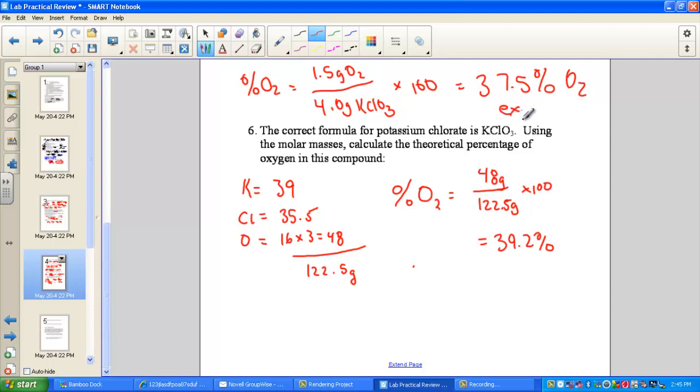So here's what we called our experimental value, what we got from generating numbers in the lab. This is what we call our theoretical value. These are the numbers that we got from using the periodic table. How close are they? It gives you an indication of some accuracy in your report. 37.5 and 39.2. So I'm just writing those down.